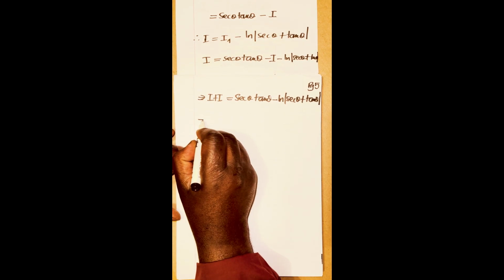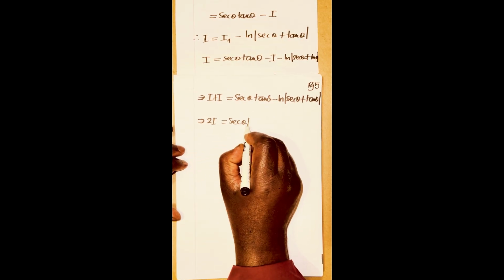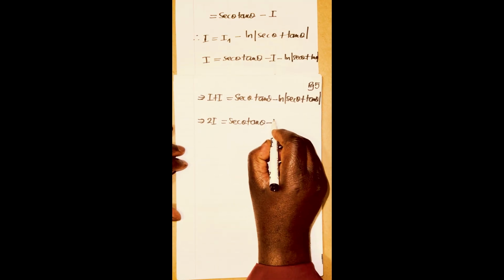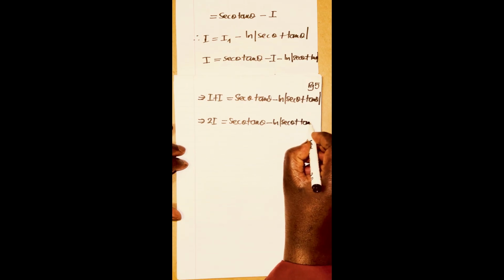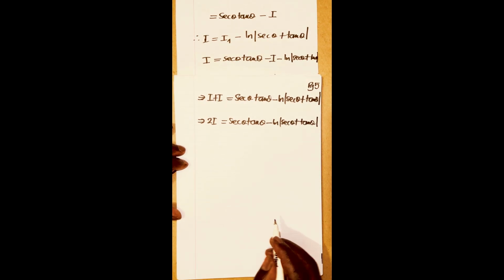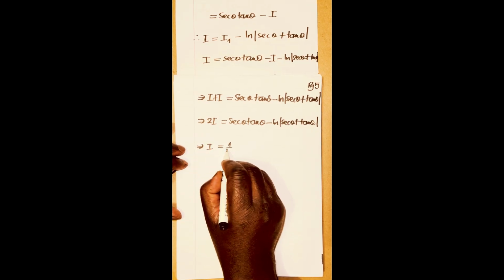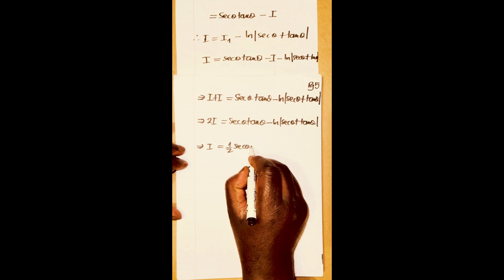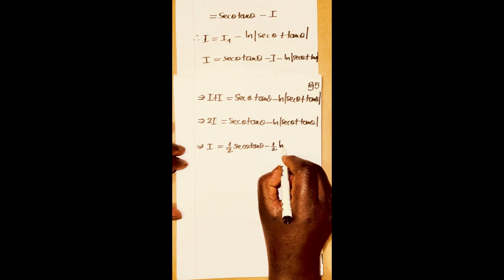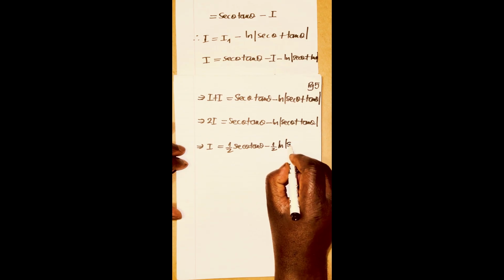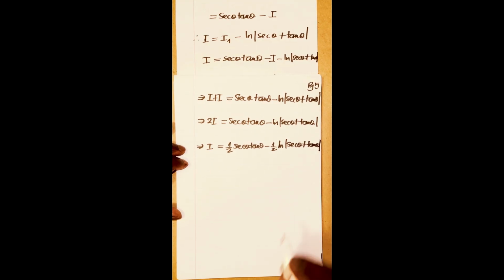Now what do we have on the left hand side? We have 2I is equal to sec theta tan theta minus natural log of sec theta plus tan theta, like so, and divide by 2 throughout, we get our solution. I equals half of sec theta tan theta minus half of natural log of sec of theta plus tan of theta, like so.